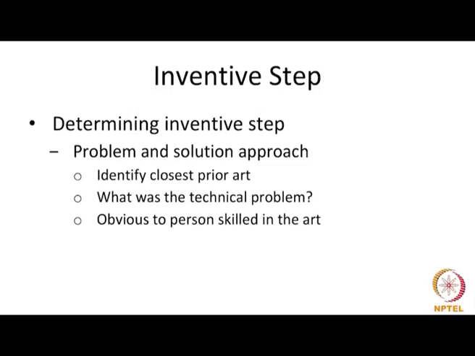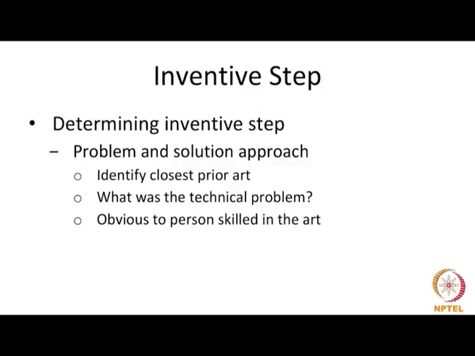There is a problem that existed in the prior art and the documentation in the prior art shows that there is a problem and the invention actually solved that problem. So, the problem solution approach is an important tool in patent drafting, because once you envisage the invention as a solution to a particular problem, then it becomes easier to demonstrate inventive step, because the invention is now presented in the claims as a solution to an existing problem.